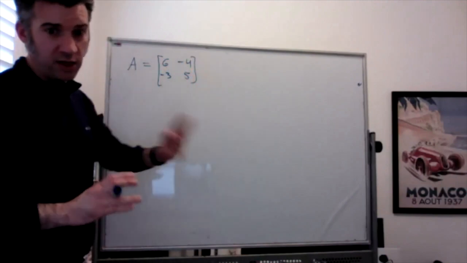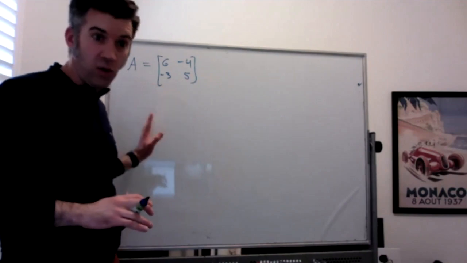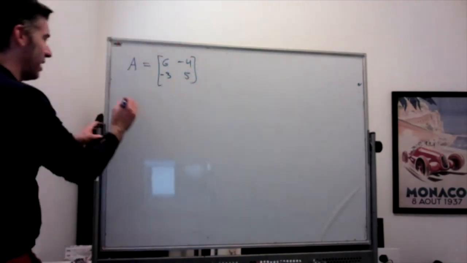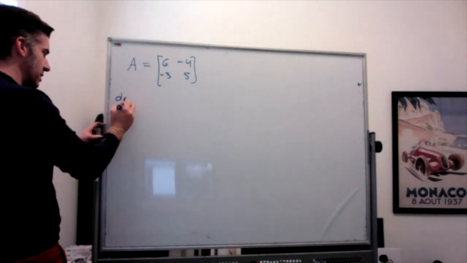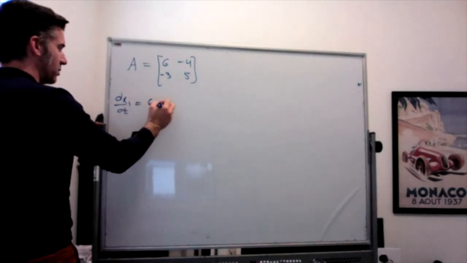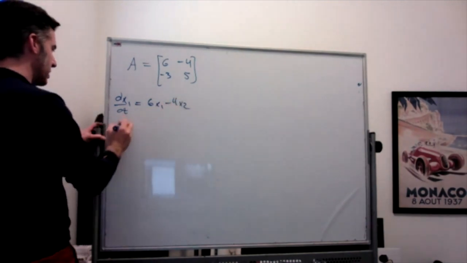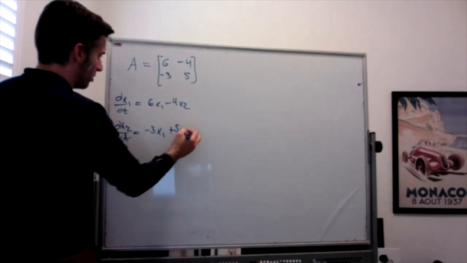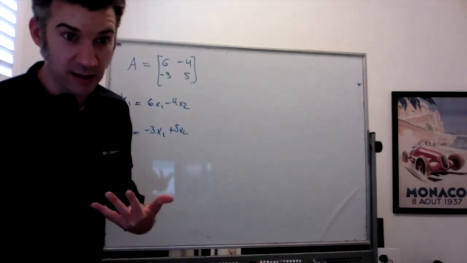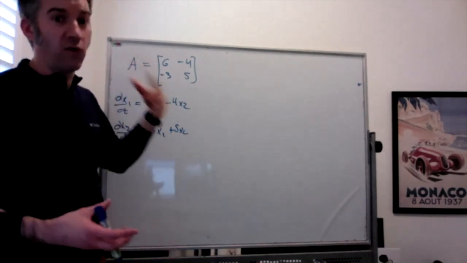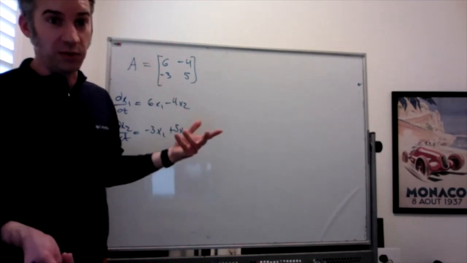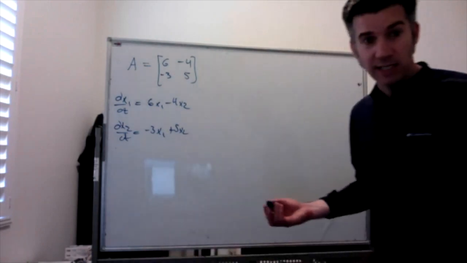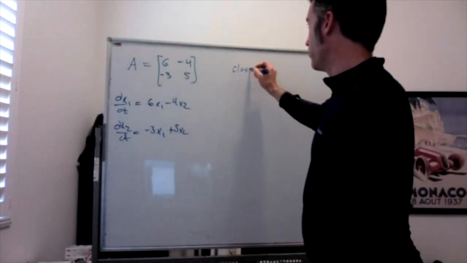I want to be very clear. When someone writes this, there's a whole lot of meaning behind that. What they're really saying is, dx1/dt equals 6x1 minus 4x2, and dx2/dt equals -3x1 plus 5x2. But they're not going to write all that. They're just going to say, here's the matrix for the linear system of differential equations. You are supposed to know that that means all of this. And then we want to classify the equilibrium.